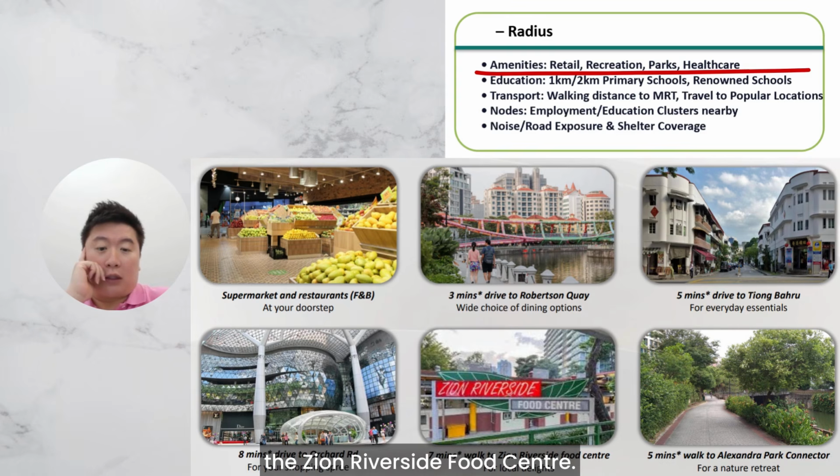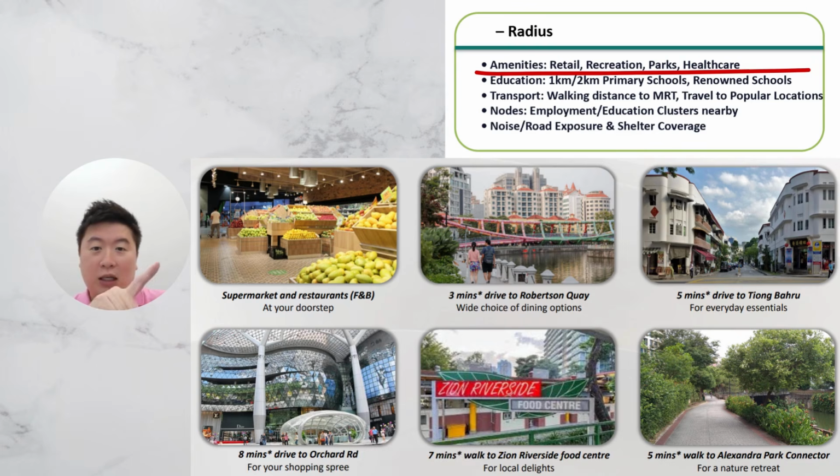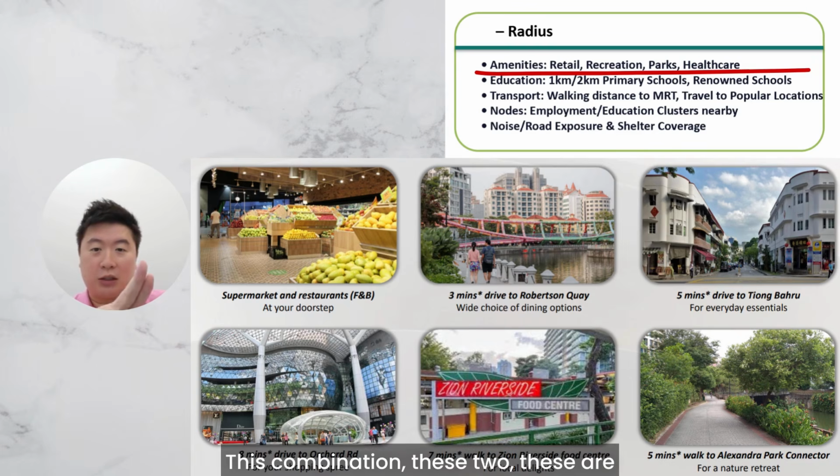Speaking of food, you also have the Zion Riverside Food Center, right? This one has the famous char kway teow, and the Chinese noodles. Not xiaolongbao, sorry. The Hong Yu Chao Shou, the spicy Sichuan dumplings, and Dan Dan Mian. If you ever get a chance to come into this food center, try that. Hong Yu Chao Shou plus Dan Dan Mian, these are the best two items from that store.